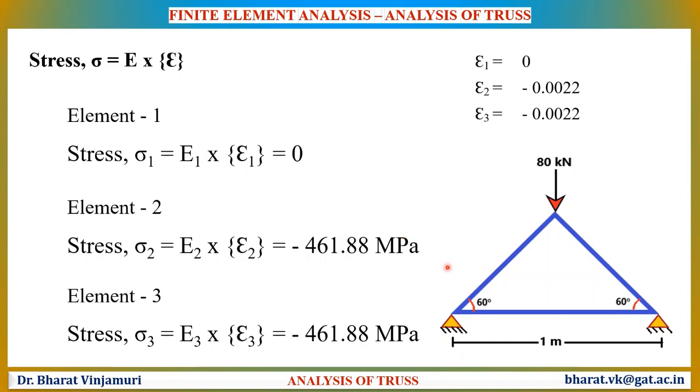Thus, while performing the analysis of a truss with 3 elements, the most important step is finding the directional cosines, and the second most important step is to assemble the stiffness matrices. Care has to be taken while assembling, especially the third stiffness matrix.